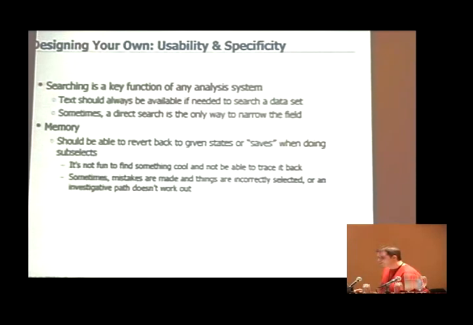Where am I? So you need to be able to search, obviously. Text analysis is still important. You can't just do things based on the visualizations. You need to be able to search for specific data points. Same goes for memory. If you've done 300 sub-selects of a data set, you don't really want to have to go back to your starting point, have to figure out where you were and replay that. You want to be able to save your place.